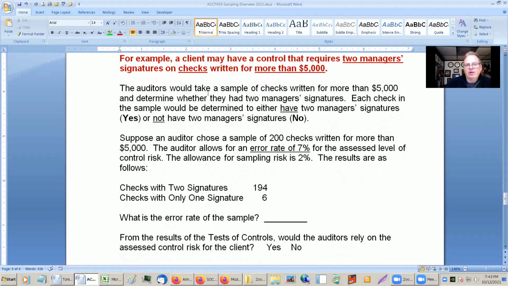So we take a sample of checks written for more than $5,000. And we would look through them and see if they had 2 manager signatures. They either do or they don't. So they either have 2 manager signatures, yes, or no, they don't have them.